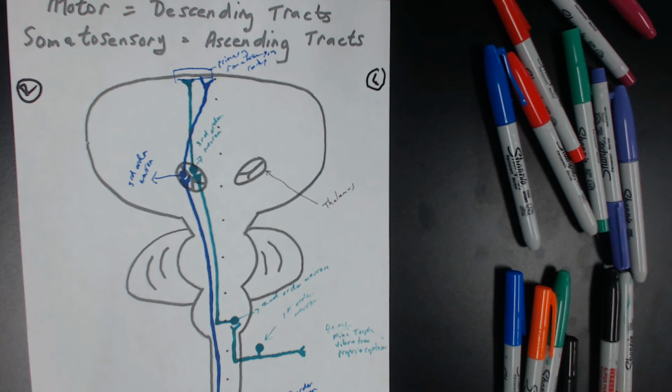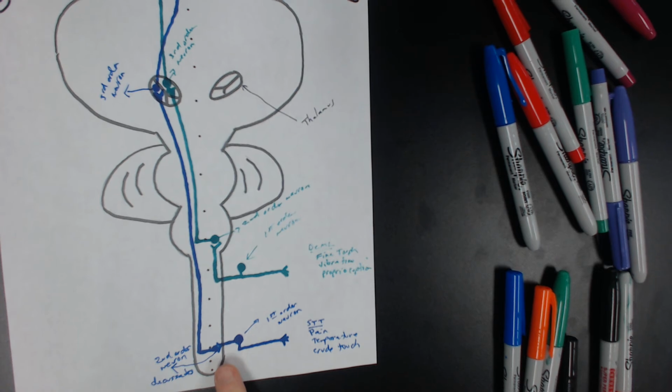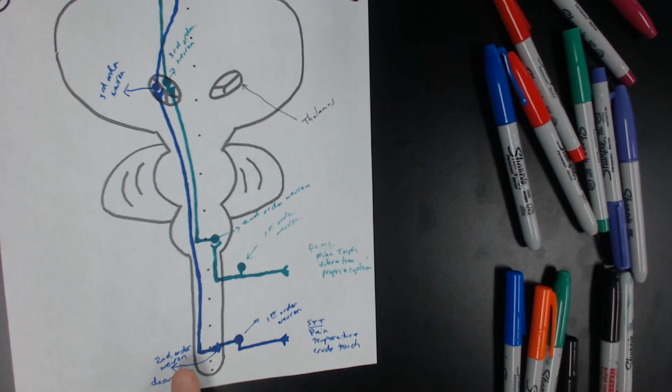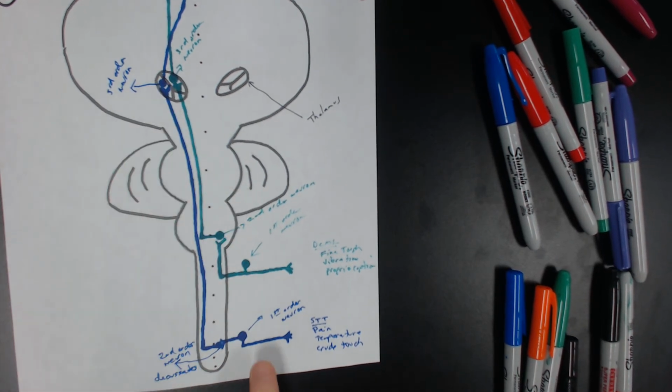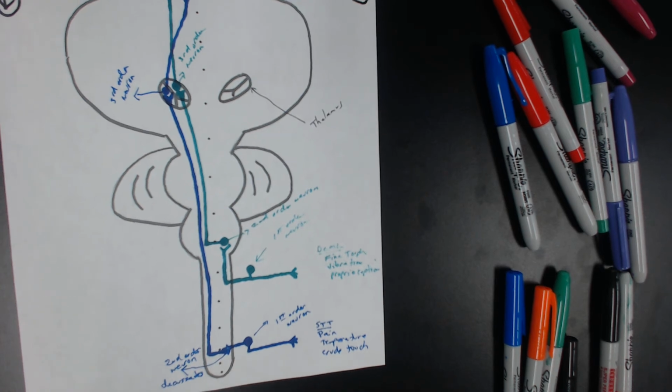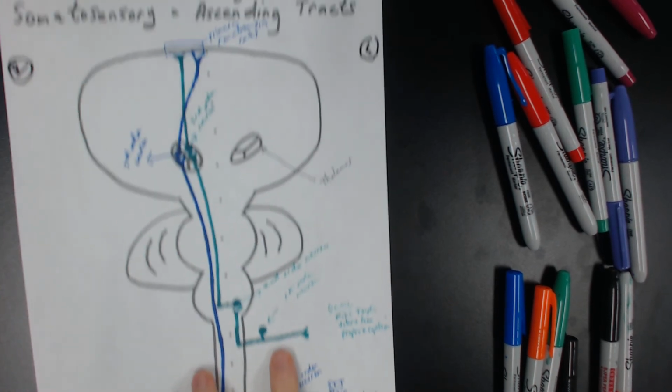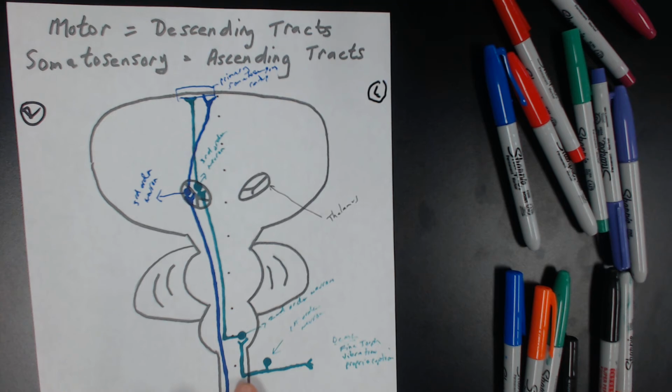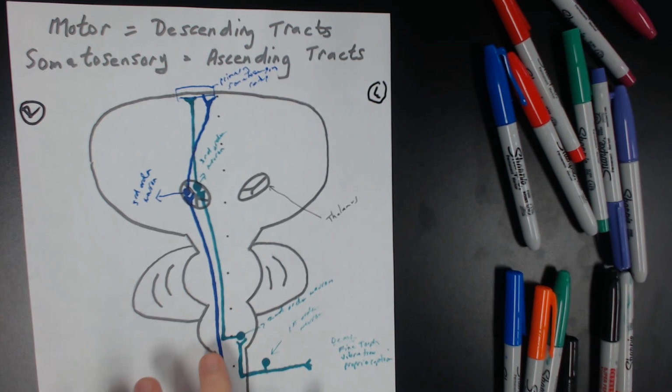So STT comes in, synapses immediately in the spinal cord, second order neuron decussates and goes all the way up to the level of the spinal cord. STT decussates in the spinal cord. DCML, first order neuron, information comes in and then goes straight up to the level of the caudal medulla, then decussates, then goes to the thalamus. And third order neuron goes to the somatosensory cortex.